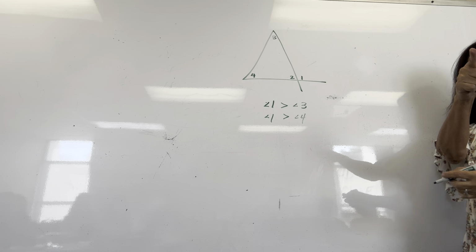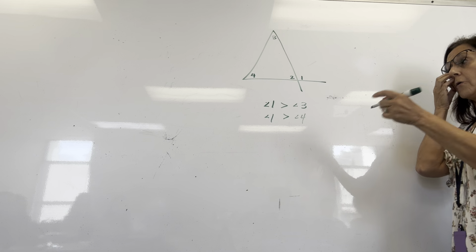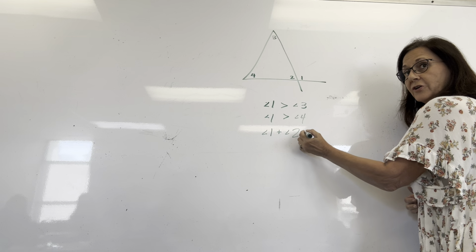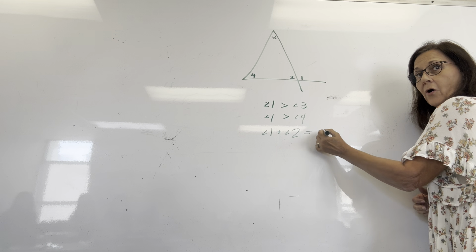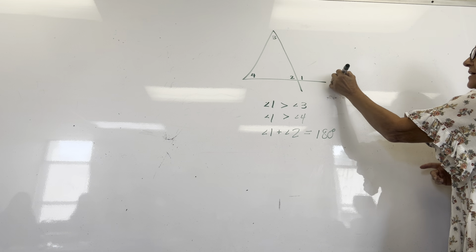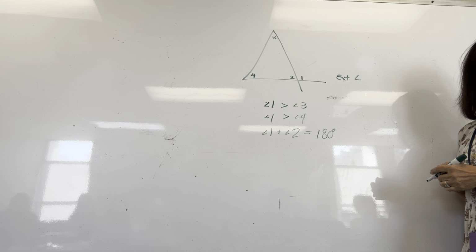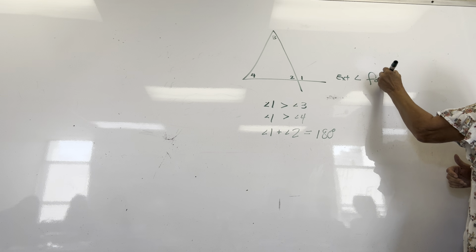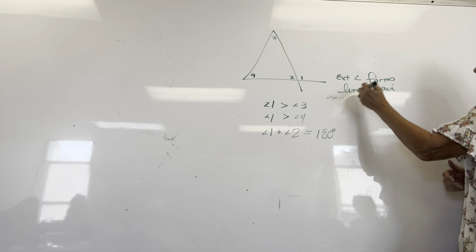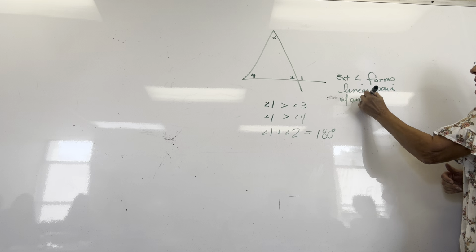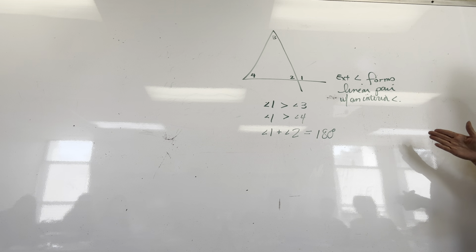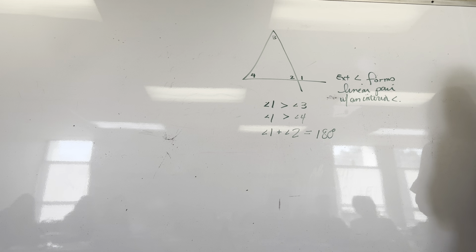Angle 1 and angle 2 make a linear pair. Okay, I can write angle 1 plus angle 2 equals 180 degrees. Why? Because an exterior angle forms a linear pair with an interior angle. The interior angles are on the inside of the triangle. The interior angles are 2, 3, and 4.